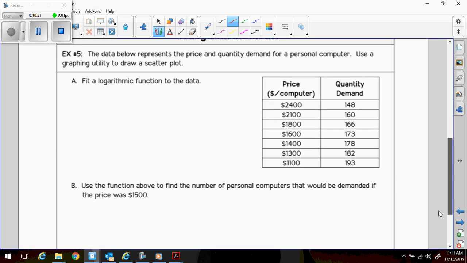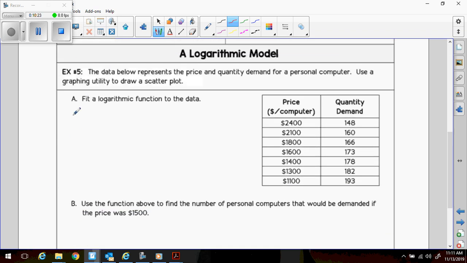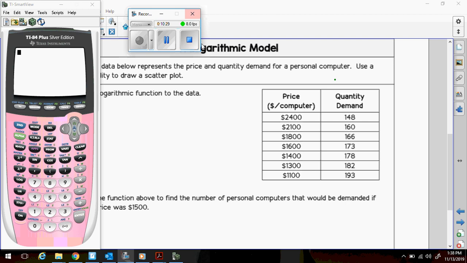Alright, this is going to be the last thing that we're going to do. This is a log model. Fit the log function to the data. Remember, we can use our calculator for this. Okay, so what we're going to do is get out our calculator, and go to Stat, and go to Edit, so we can input these numbers. On the first row, I put the 2400, 2100, 18, 16, 14, 13, 11. And in L2, I put 148, 160, 166, 173, 178, 182, 193.